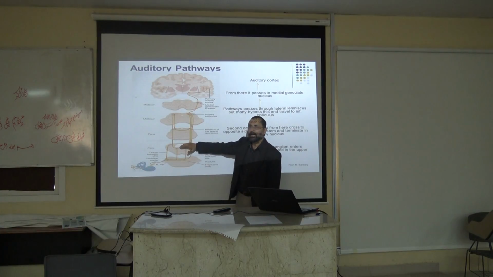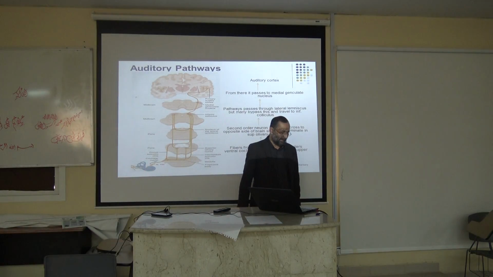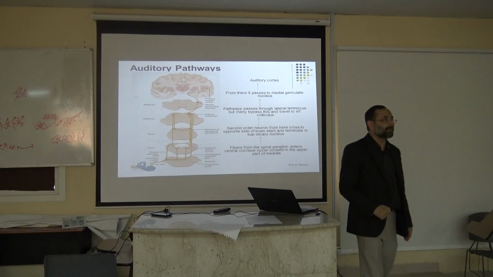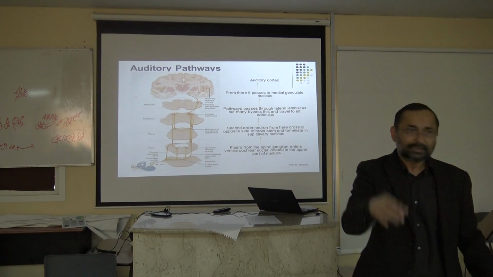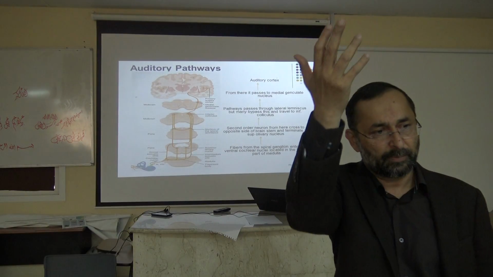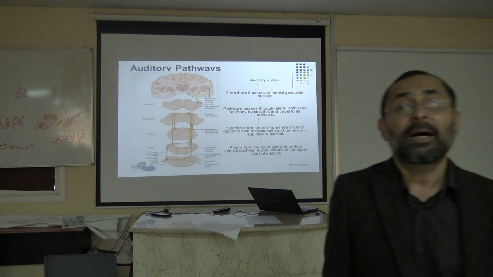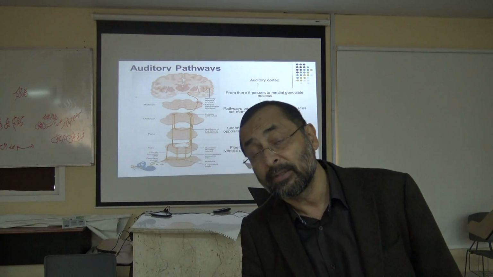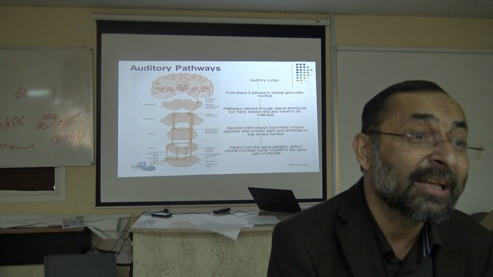Okay? After going up, they reach another level and that level is the superior olivary nucleus. Some fibers synapse, some fibers don't synapse, they further go up. When they further go up, they will pass into the area of the pons and there is a nucleus called the nucleus of lateral lemniscus.